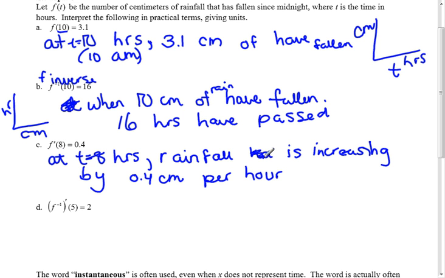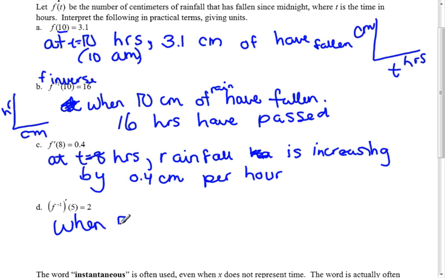So then let's look at the next one. We have F inverse prime of 5. Okay, so then that's this F inverse. Okay, so F inverse prime, our units are going to be hours per centimeter. Okay, hours per centimeter. So we have, this time, let's see, how do we word this?